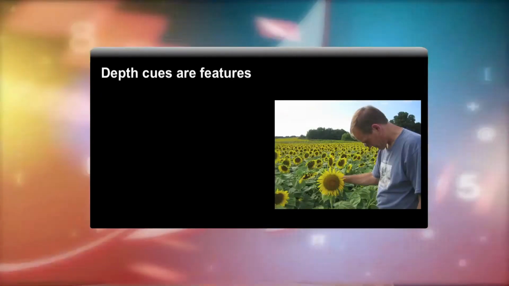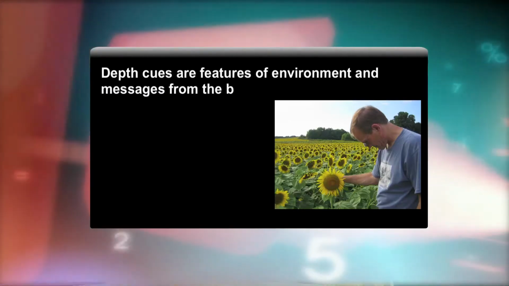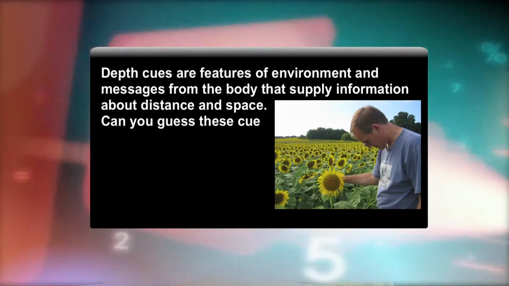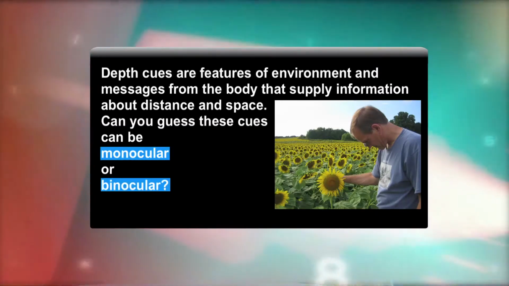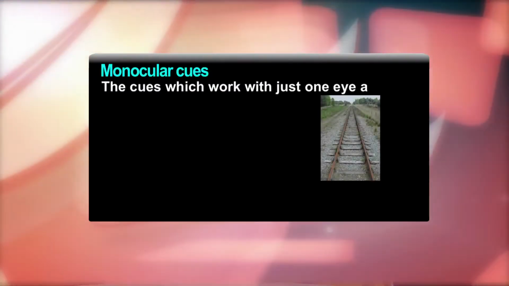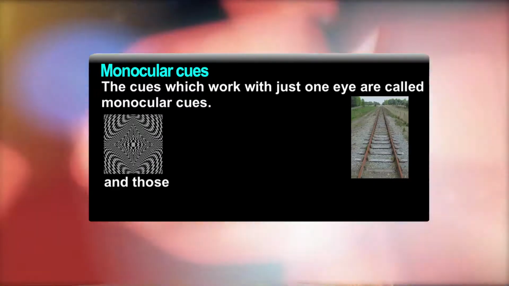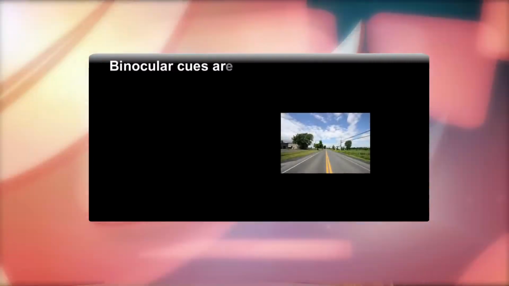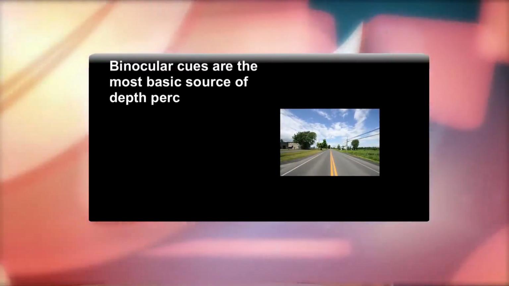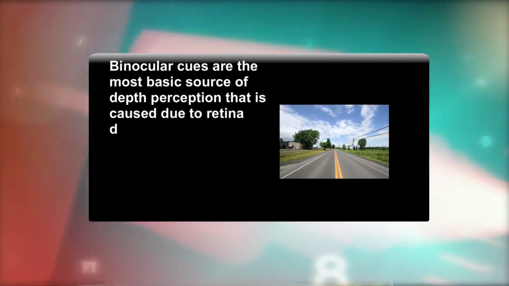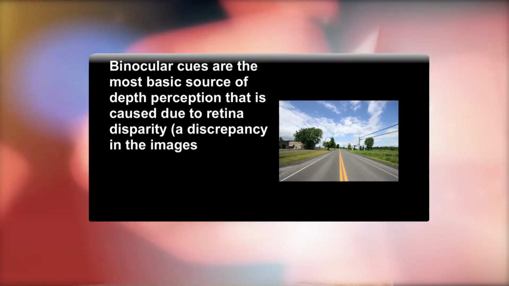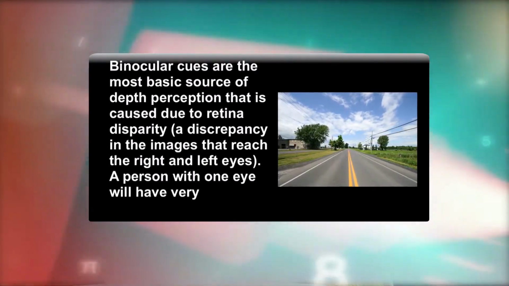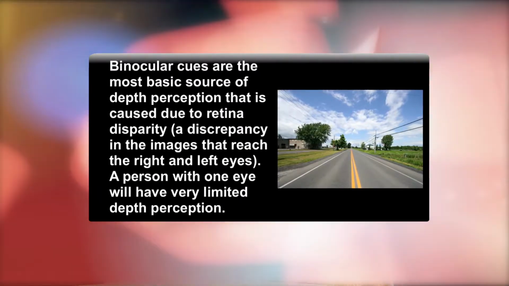Depth cues are features of the environment and messages from the body that supply information about distance and space. Can you guess whether these cues are monocular or binocular? The cues which work with just one eye are called monocular cues, and those which require two eyes are called binocular cues. Binocular cues are the most basic source of depth perception, caused by retinal disparity, a discrepancy in the images that reach the left and the right eyes. A person with one eye will have very limited depth perception.